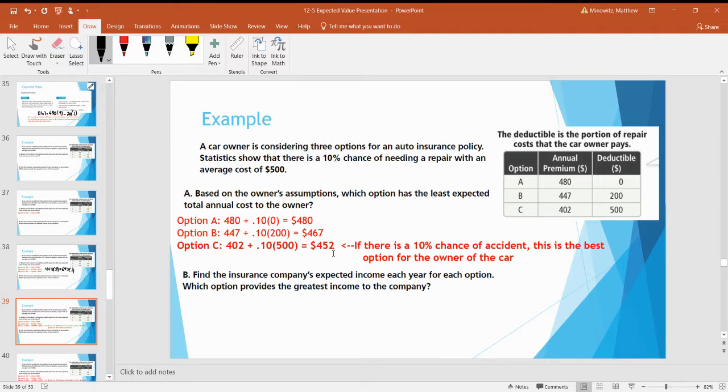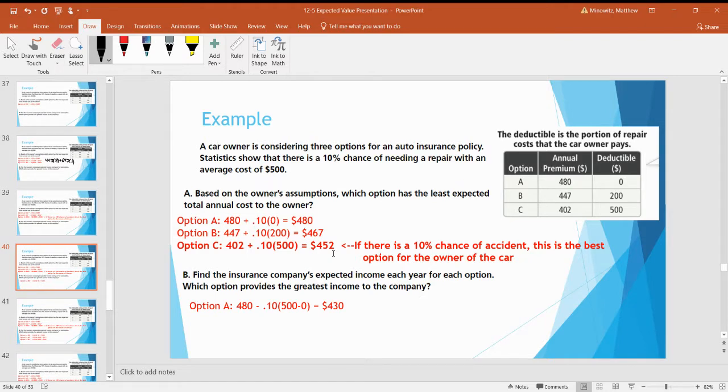Now, option B, we do the same idea, except we, as the car company, we're collecting $480 and we're subtracting the cost of the accident. So in the parentheses here, I have the accident cost minus what the owner of the car pays. So $500 that I'd have to pay to repair the car minus $0 deductible. And the same thing's true for all the others. Okay, I make $447 profit, and 10% of the time I'm going to have to pay $300 for the repairs because the owner of the car pays $200.